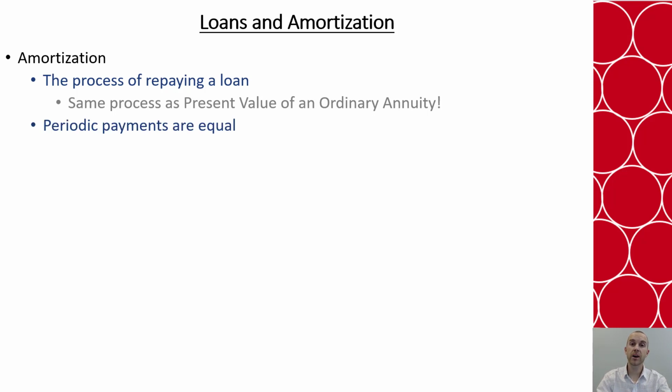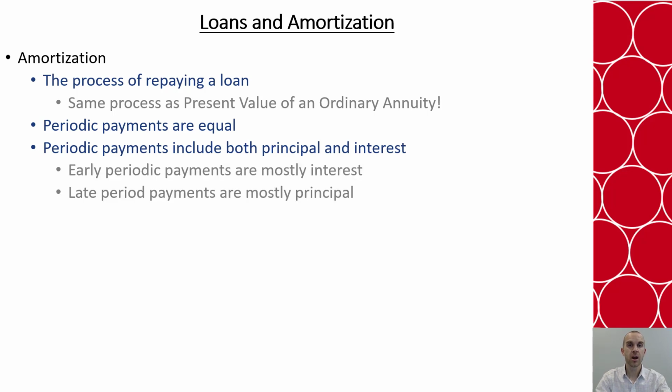So that means that we will have periodic payments that are always equal. And that's going to include both the interest and the principal of the loan. And because it's including both the principal and the interest, which are often being compounded, early payments are mostly interest, and late payments in the whole amortization process are mostly principal. And you might be asking yourself, well, why would that be the case? And it comes down to the idea of compounding.